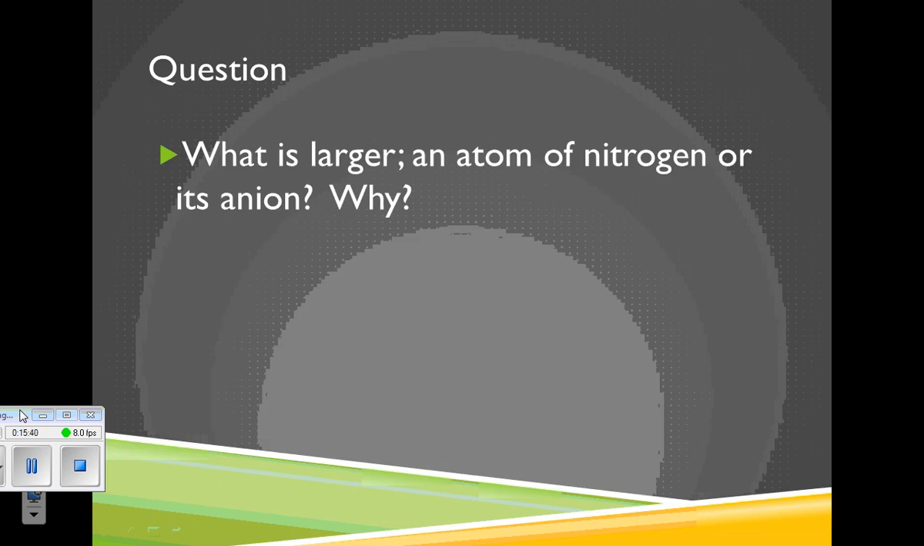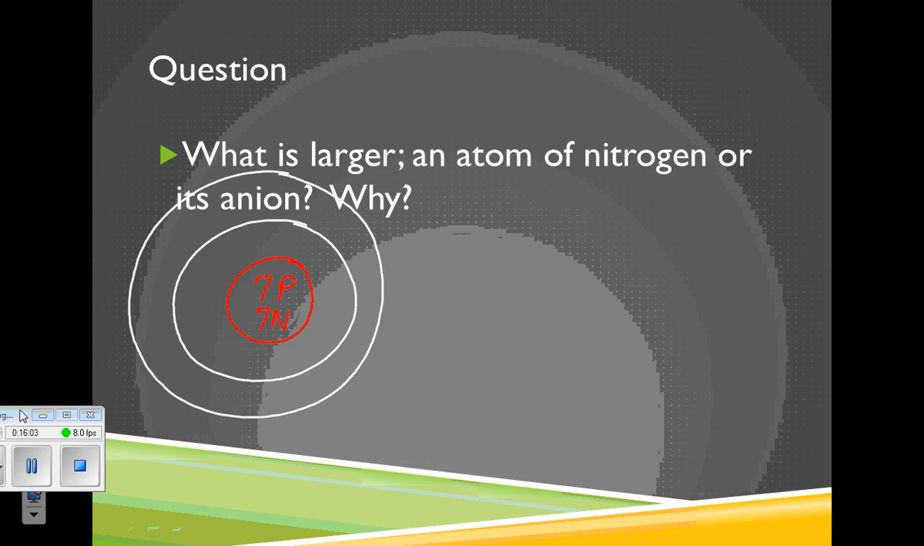What is larger, an atom of nitrogen or its anion? And so nitrogen has 7 protons in the nucleus, and we're going to go ahead and put 7 neutrons in the nucleus. It has 2 energy levels because it's sitting on the second period. It has 7 electrons, and the first 2 are in the first energy level, and the rest of them, 5 more, are sitting in the second energy level. Draw them as negatives because they're electrons and they have a negative charge. So this is a normal atom.